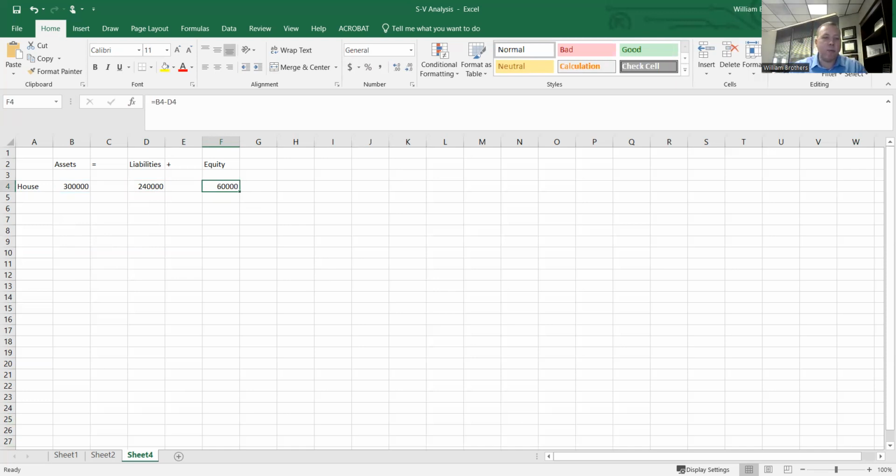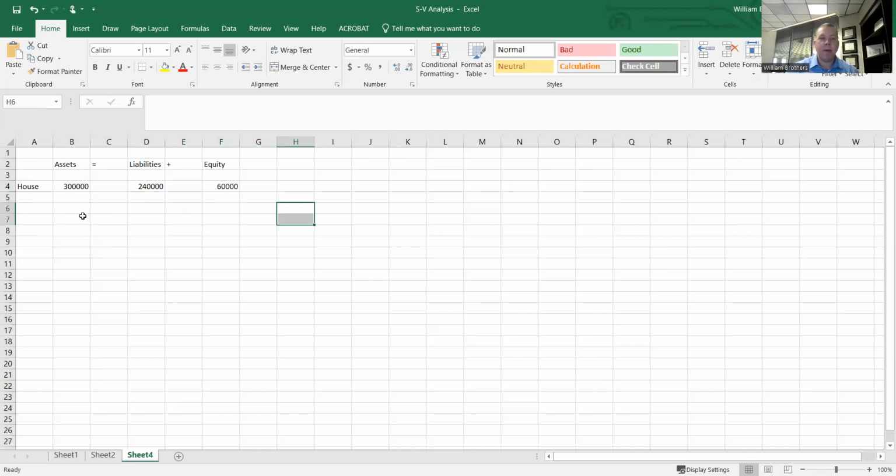So as I said before, it's algebraic in nature. If I knew any two parts of this equation, I can find the third. So for instance, in the same situation, if I knew that I had a $300,000 asset and I had $60,000 in equity, I can take my $300,000 asset minus my $60,000 equity and calculate the 240,000. And I could do that with any of the other two. If I knew my liability plus my equity, I could back into the 300,000. So it's all algebraic in nature.